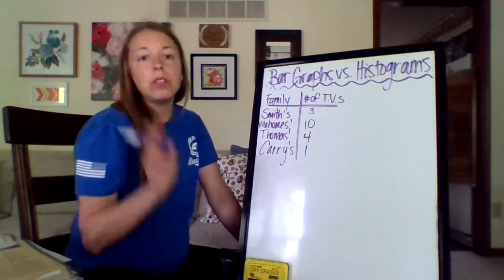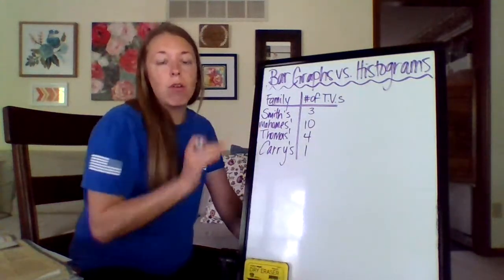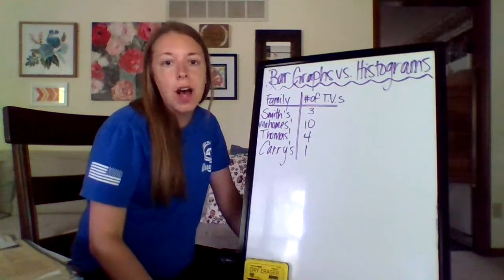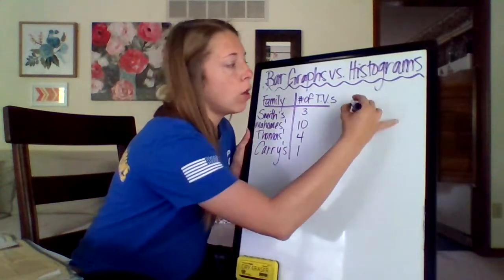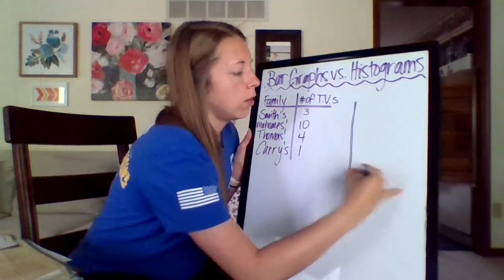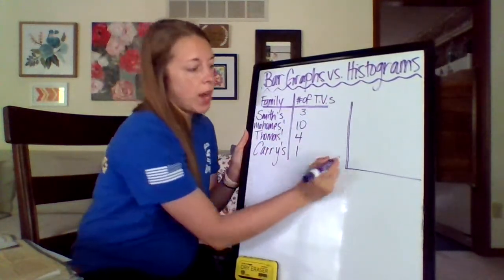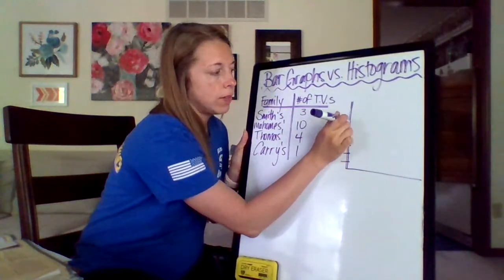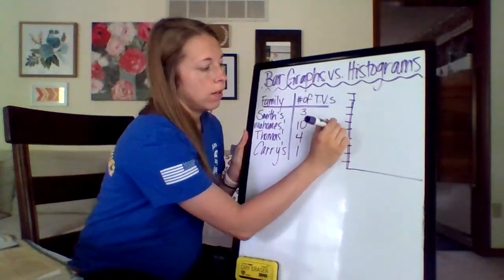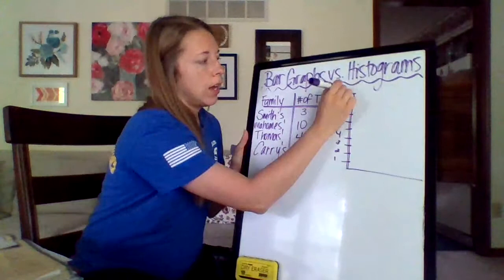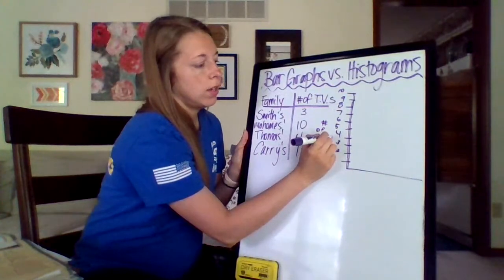So there are 2 different types of bar graphs we can create. We can create a vertical bar graph or we can create a horizontal bar graph. Either one works. It does not matter which one you use, but I'm going to show you really quickly how to make either one. If we want to do a vertical bar graph, we go like this. The numbers go up the side all the way up to 10: 1, 2, 3, 4, 5, 6, 7, 8, 9, 10. And we'll put the label number of TVs right there.